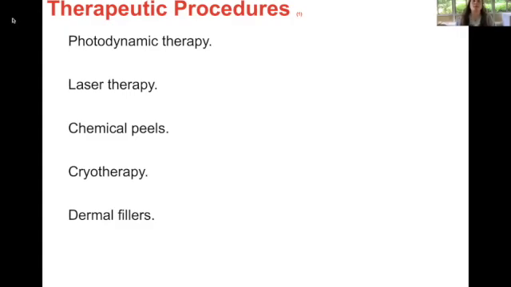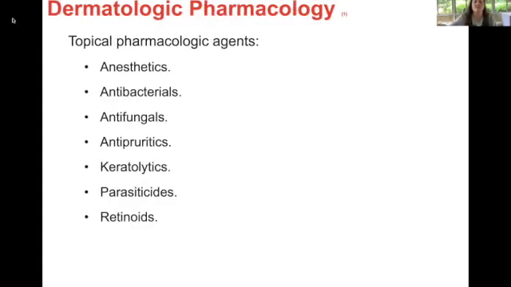Okay, therapeutic procedures. Bam, we got a whole bunch of stuff here. Dermatologic pharmacology. This is a whole bunch of stuff that they use in order to help deal with some skin issues. Topical means topical. It means you're not taking a pill. It's just on you.